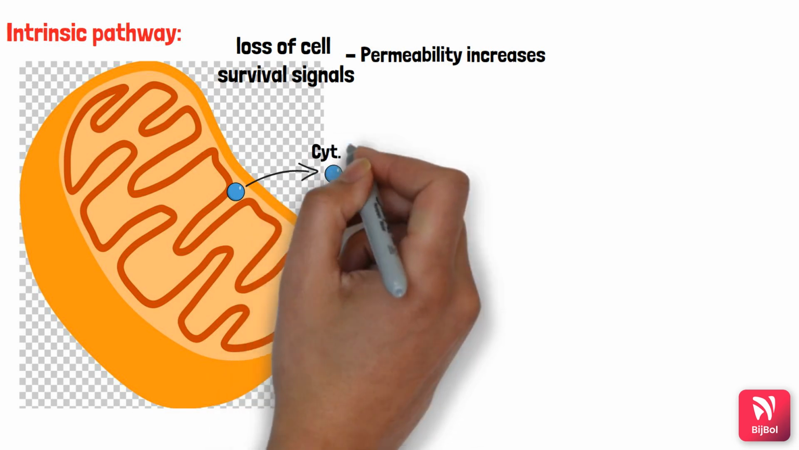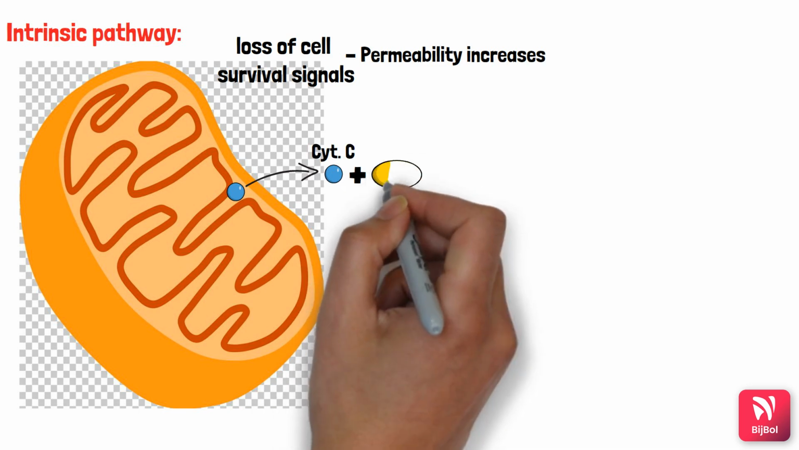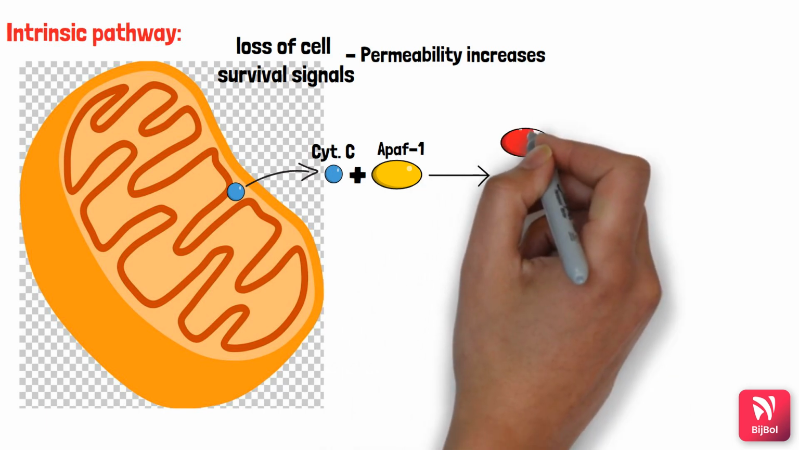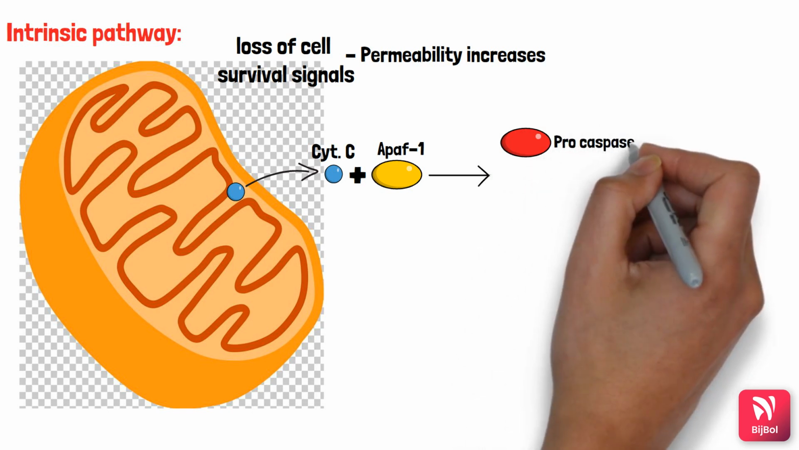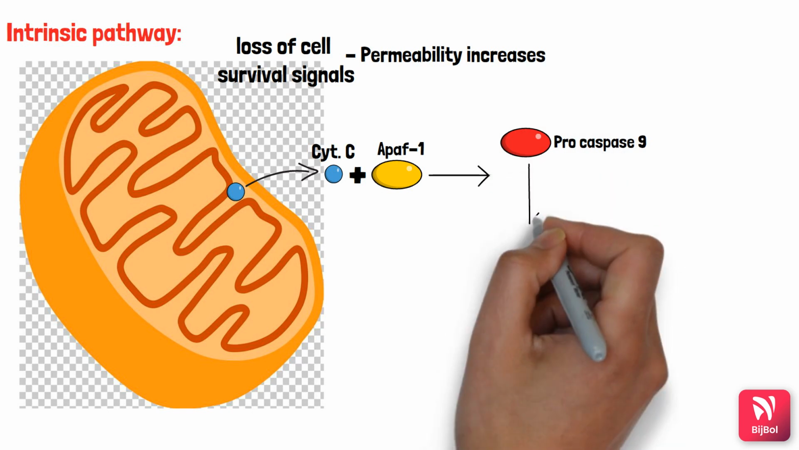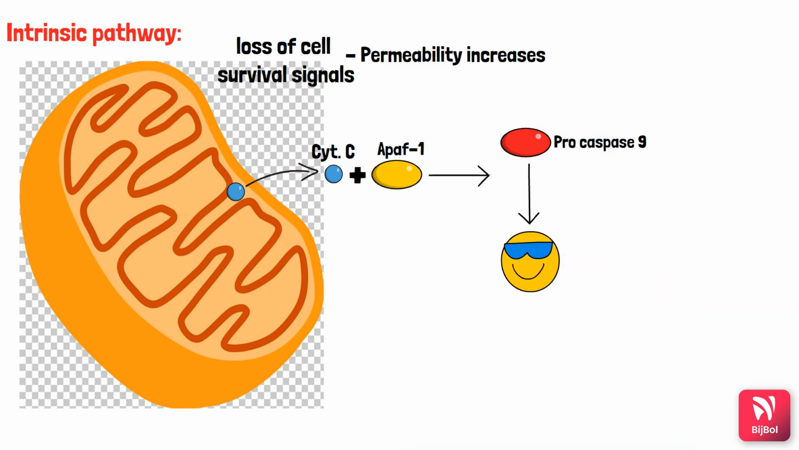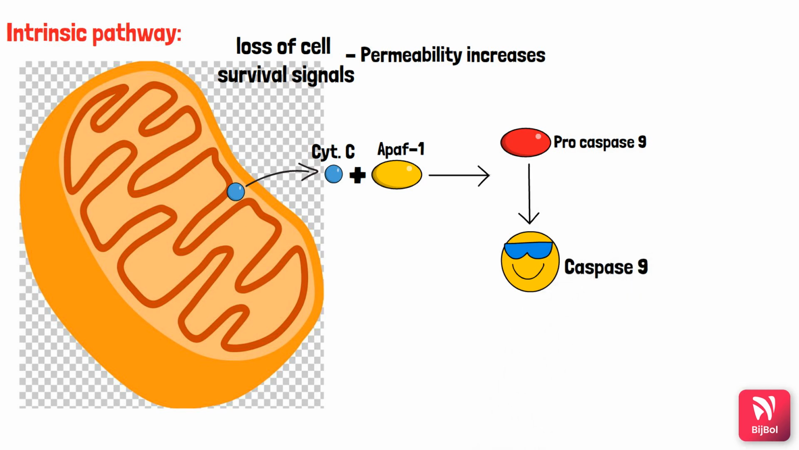In the cytosol, this cytochrome C will bind with a protein called APAF1, which is apoptosis activating factor 1. This complex of cytochrome C and APAF1 will convert the inactive form of caspase 9, that is procaspase 9, to caspase 9, which is an initiator caspase. So this is what happens when there is loss of cell survival signals.